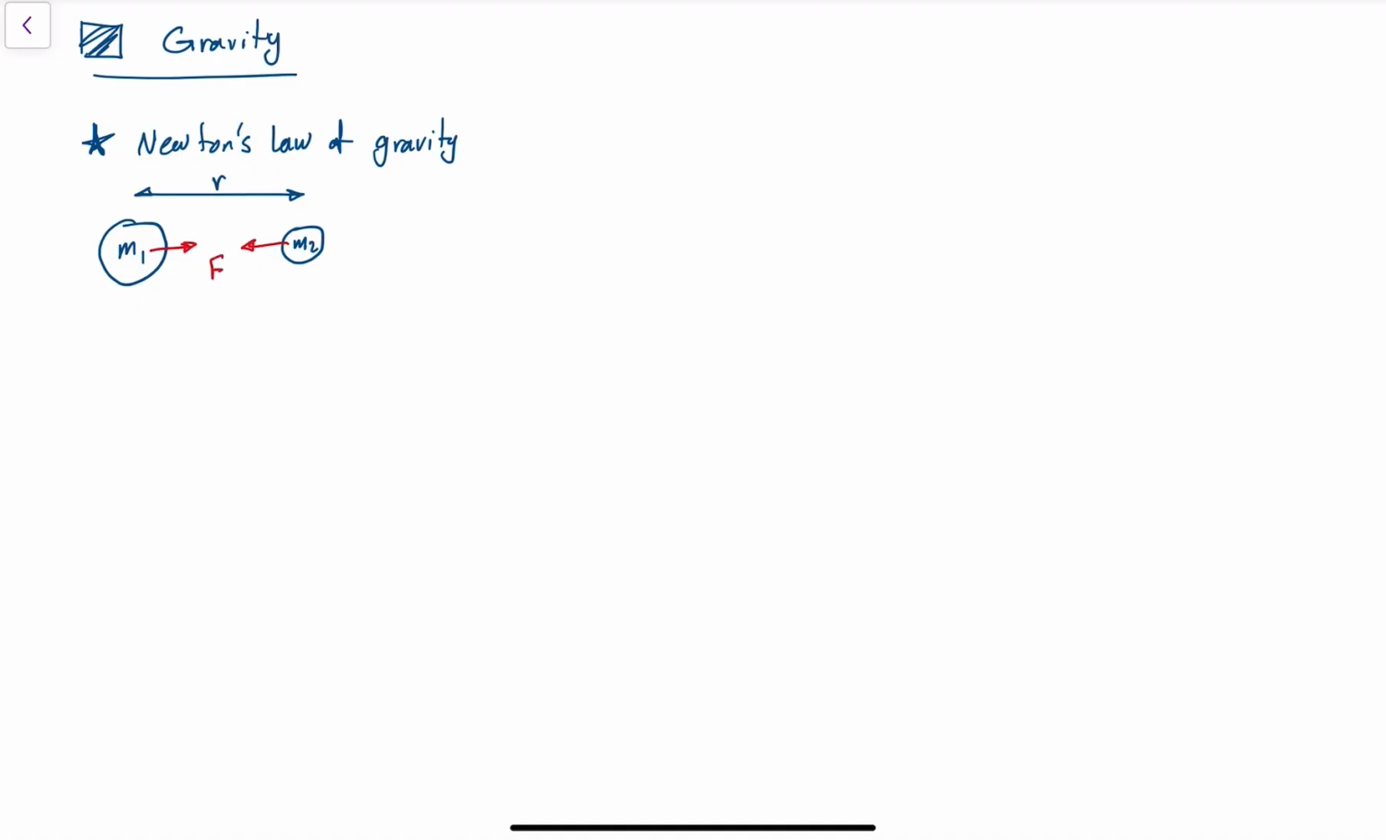And this force, the size of it, and let's start with direction. The direction is along the line that connects the two masses together. So direction is along the line, always, at least the way we know it, attractive force.